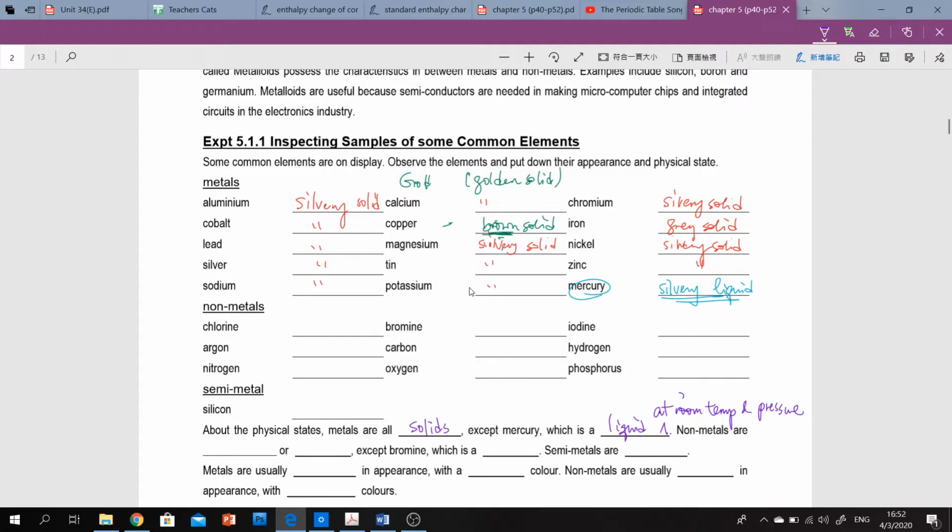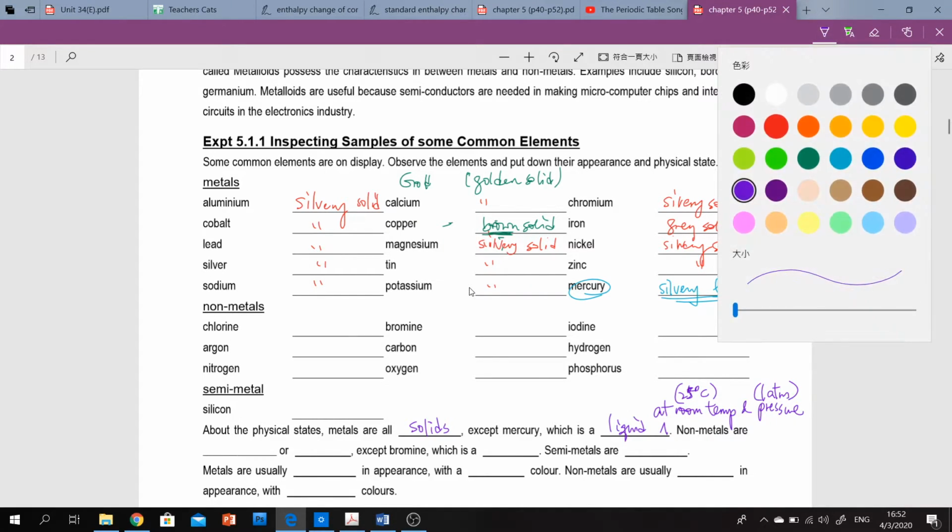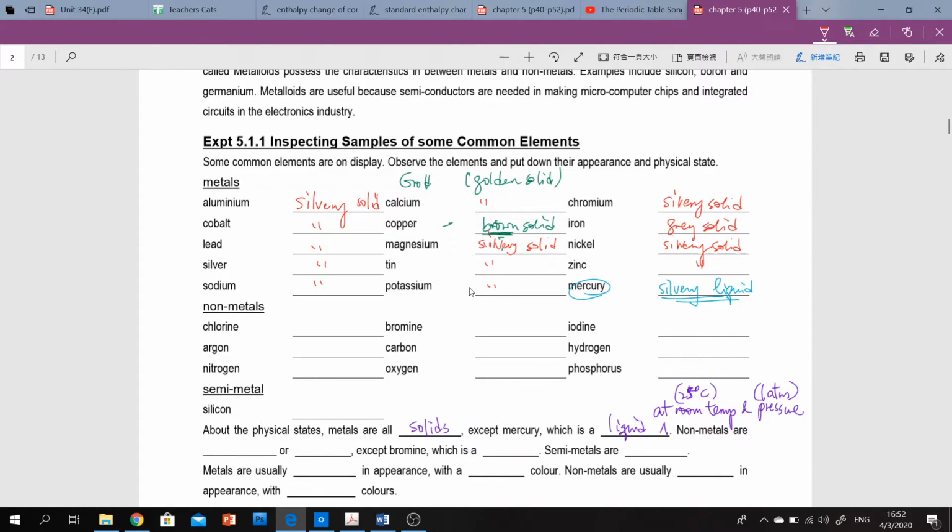What is meant by room temperature? For scientists, we usually communicate it as 25 degrees Celsius, and for pressure, 1 atmospheric pressure. So here come the non-metals. For chlorine, the color is greenish yellow, the one you may have seen in the previous chapter in the ocean. A greenish yellow gas. For argon, a colorless gas.